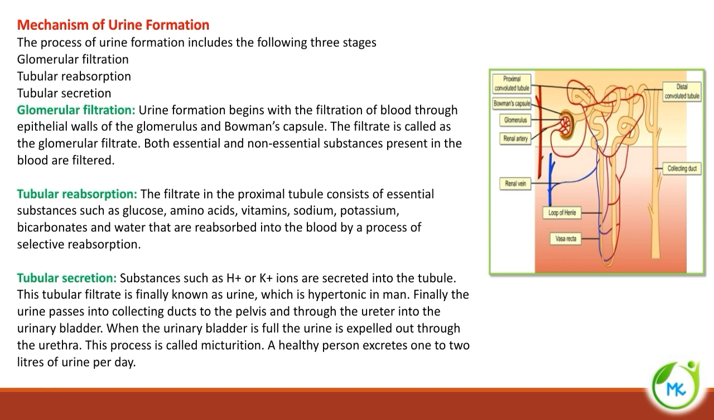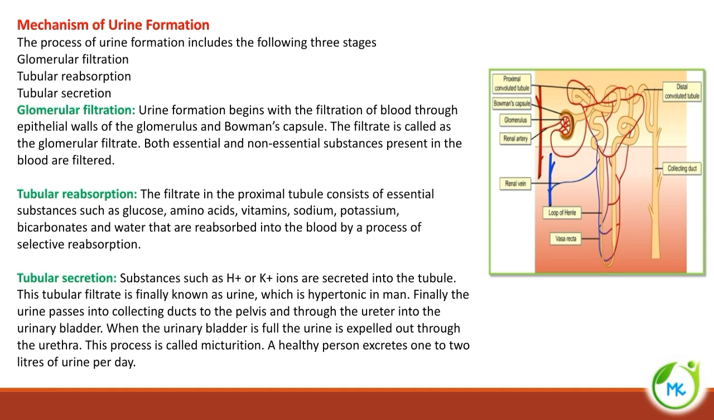Next is tubular secretion. Substances such as H plus ions or K plus ions are secreted into the tubule. And this tubular filtrate is now known as urine, and the urine is hypertonic in man. Hypertonic means it consists of an increased amount of the waste present in urine, so it is referred to as hypertonic.